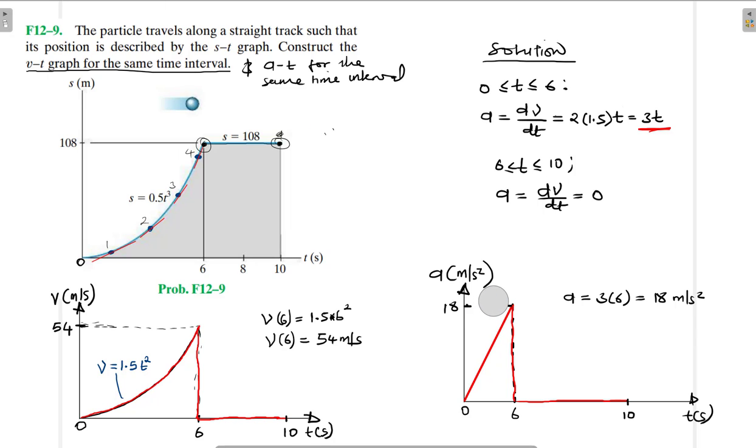I guess I'm done. I just want to put some dotted lines there, so that I was just trying to mark something like that. Yeah, so we are done. We found the velocity-time graph as well as the acceleration-time graph for the same time interval.